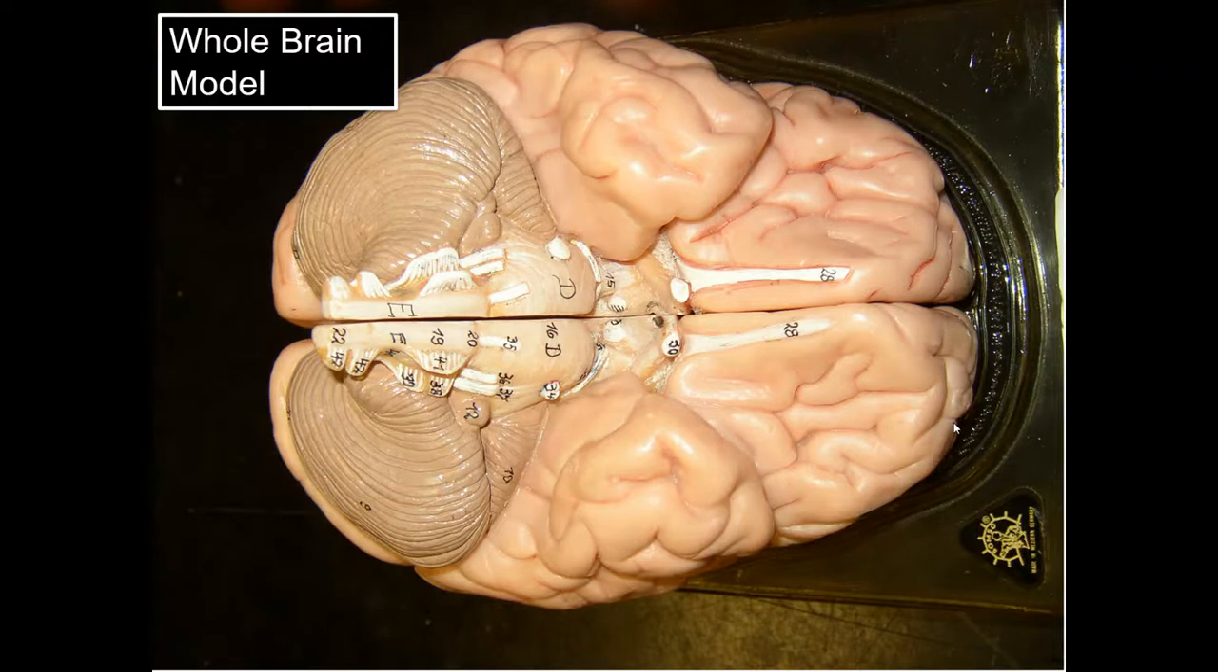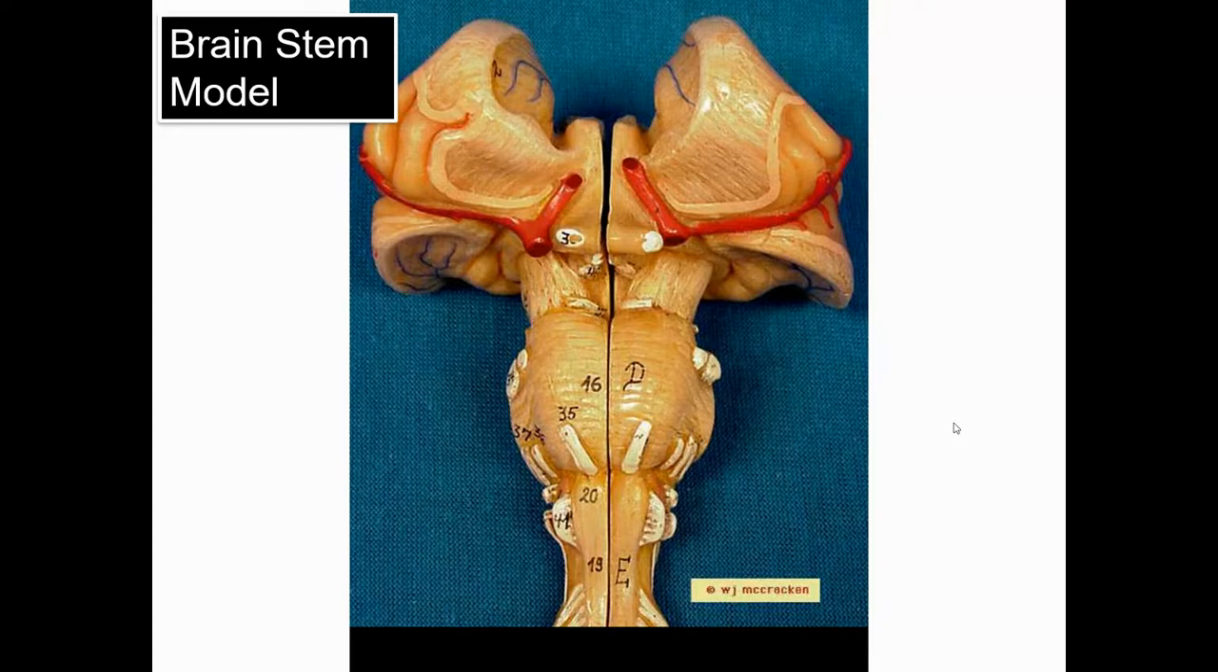Hello and welcome to the lab portion of the brain. So this is what a human brain looks like. This is called the whole brain model. Now we're looking at the inferior surface of it, but this is the whole brain. This is also a brain model, but this one has most of the brain removed, and so it's only the brain stem.